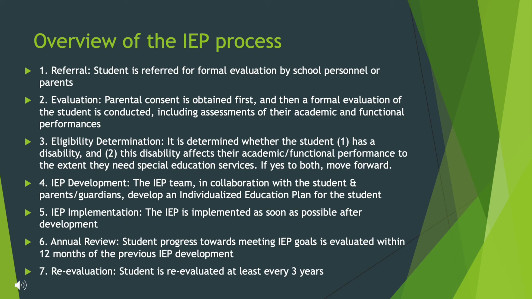Step 5 is the IEP implementation. In this step, the IEP is implemented as soon as possible after the development of the IEP. Step 6 is the annual review. This happens once a year. Student progress towards meeting their IEP goals is evaluated within 12 months of the previous IEP development. And step 7 is the reevaluation, which occurs at least every 3 years. During this step, the student is reevaluated to see if they still qualify for their special education services and if any changes need to be made to their placement.